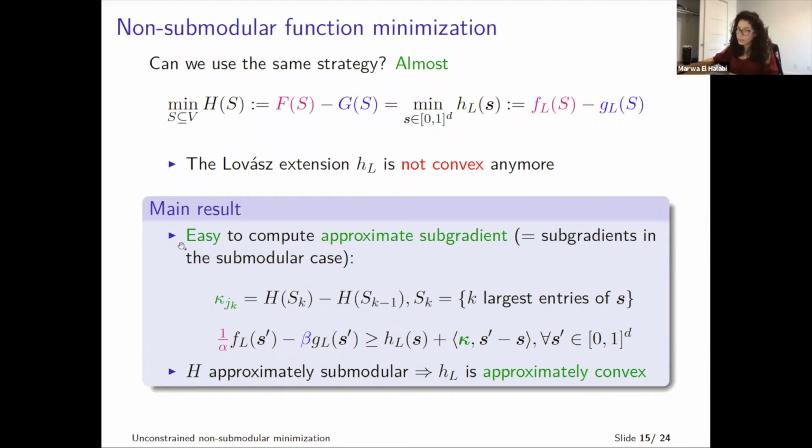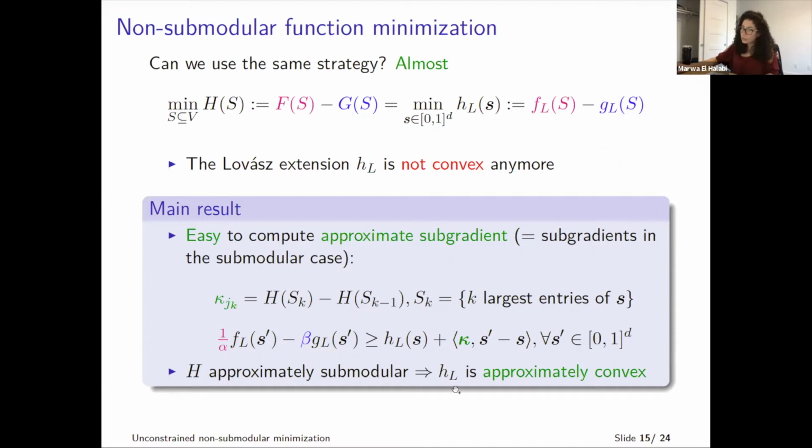So yeah, this is essentially the main result: we can show that this vector is still an approximate subgradient of the Lovász extension. And this is what I mean when I say that if H is close to being submodular, then the Lovász extension is close to being convex.